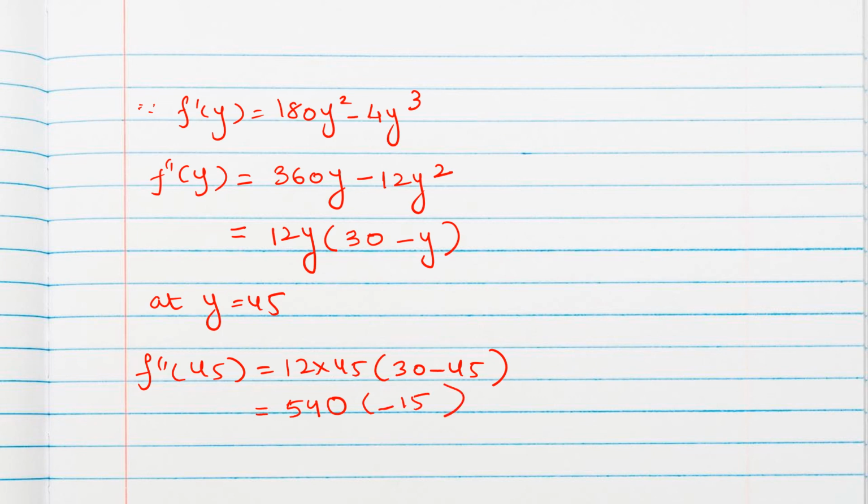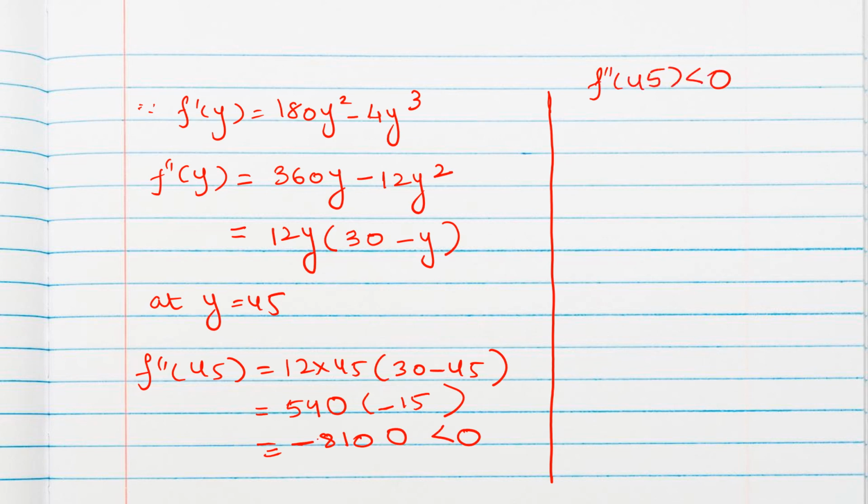So ultimately the answer will be negative, the product of one positive and one negative number. Okay, so we can find that also. It will be, I think, 81. Okay, less than 0. That means what we got? f double dash of 45 is negative. Therefore, at y equal to 45, the function will attain its maximum value.